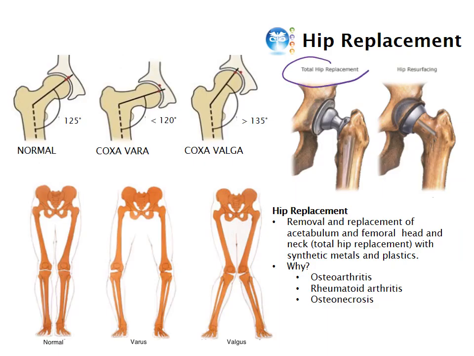In a total hip replacement, the femoral head, neck, and acetabulum are replaced with synthetic metals and plastics. In a hip resurfacing procedure, the femoral head is not removed, but instead is trimmed and capped with a smooth metal covering. Damaged bone and cartilage within the acetabulum is also removed and replaced with a metal shell.